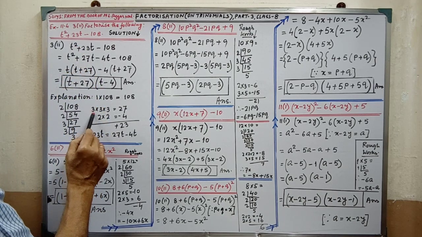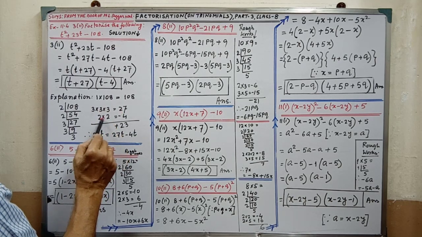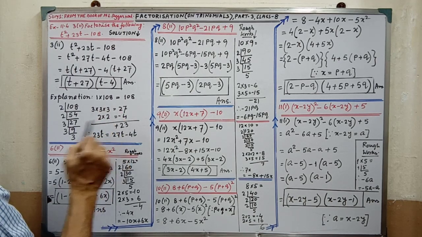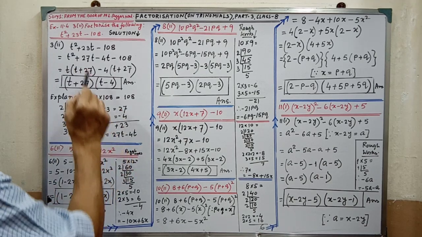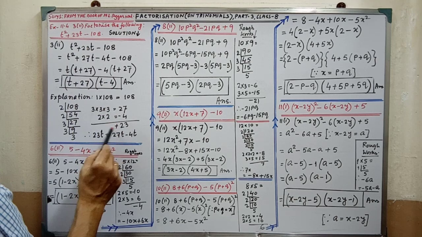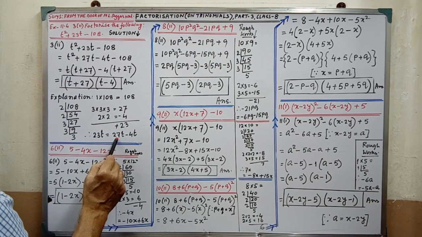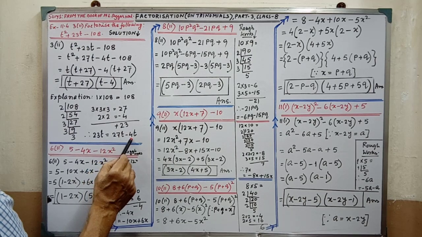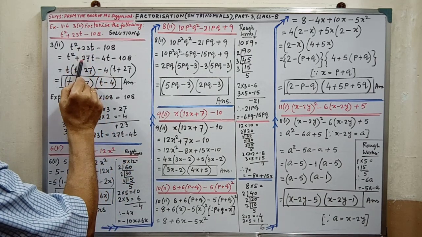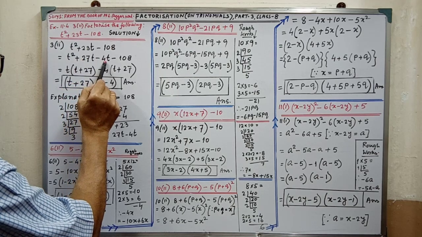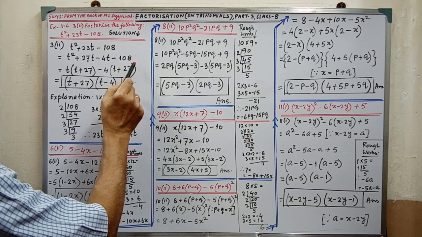We have taken 3 into 3 into 3, that is 27, and 2 into 2, that is 4. That is 27 minus 4, that is 23. So in place of 23t, we may write plus 27t minus 4t. So in place of 23t, we are writing this: t square plus 27t minus 4t minus 108.